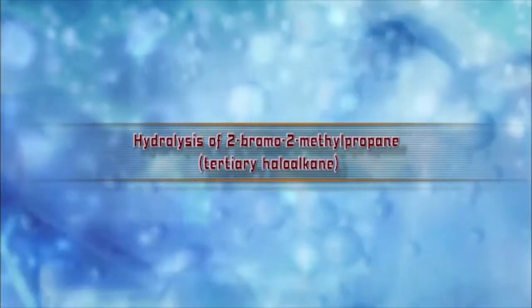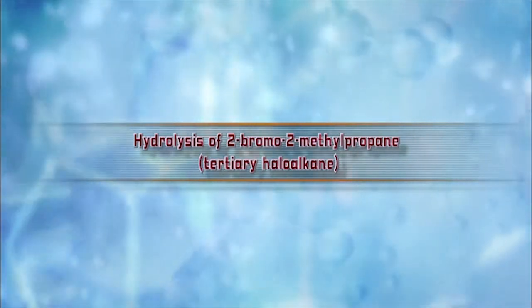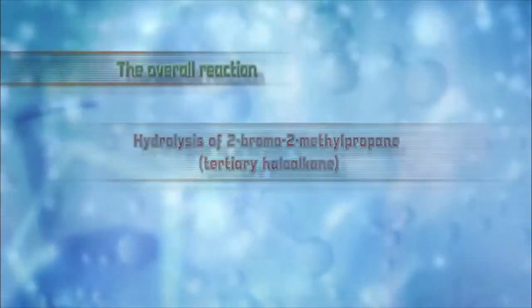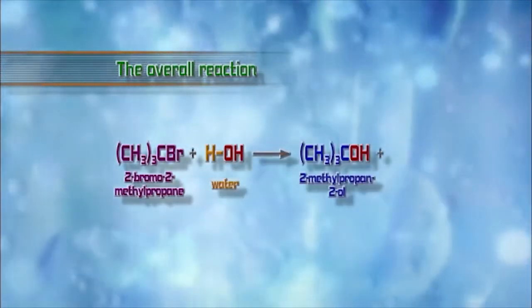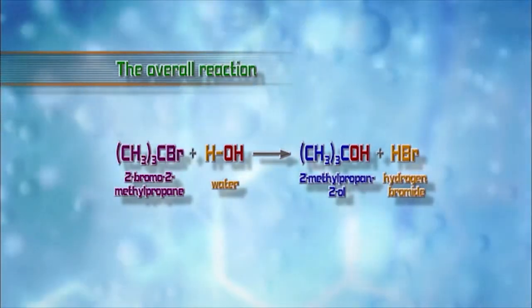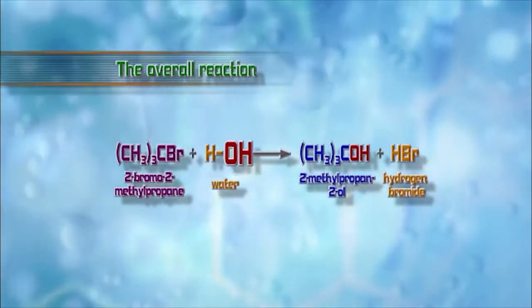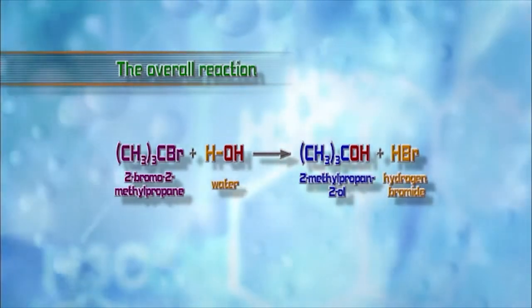Let's have a look at the hydrolysis of the tertiary haloalkane, 2-bromo-2-methylpropane. This is the overall reaction. Here, the bromine atom is substituted by a hydroxyl group. The overall reaction can be divided into 3 elementary steps.